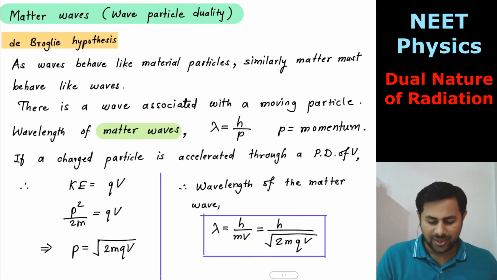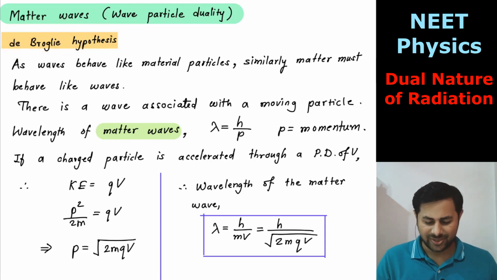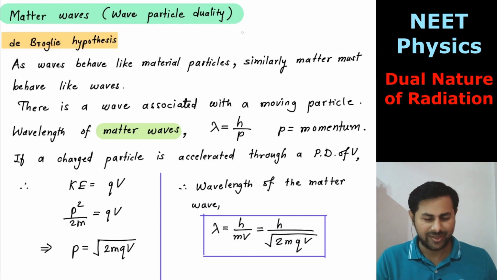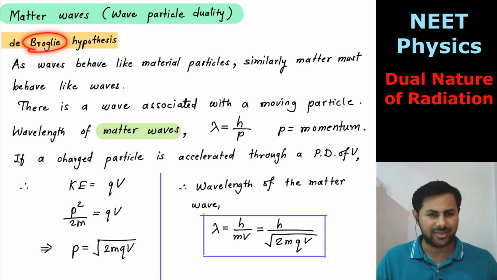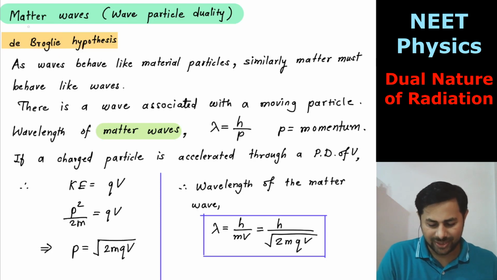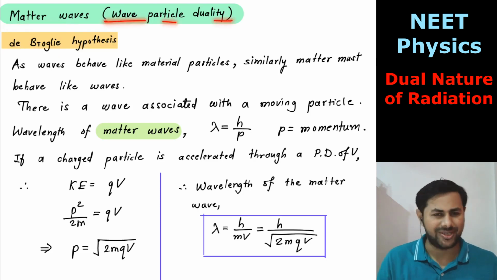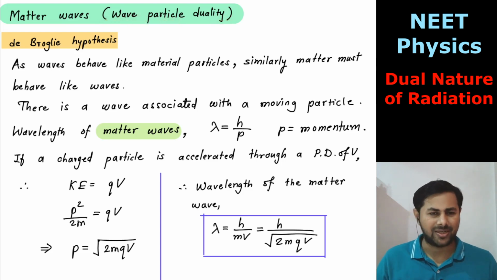So next, let's understand the de Broglie hypothesis. Some people pronounce it differently, but it is de Broglie. So what is the de Broglie hypothesis? Next, let's talk about matter waves, that is, wave-particle duality. Right, wave-particle duality. So what's this?